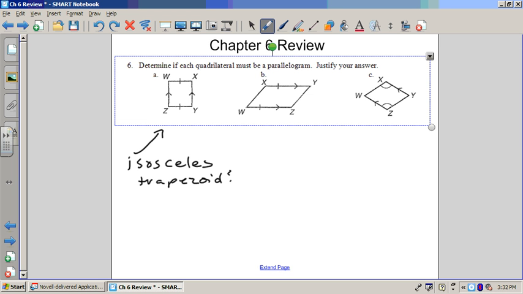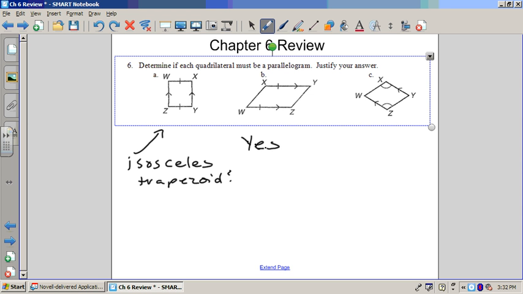If it's a trapezoid, it is certainly not a parallelogram. For B, I have the same set of opposite sides that are congruent and parallel, and the answer is yes. That is enough information. We have a theorem that tells us so. C is actually a little tiny bit trickier.